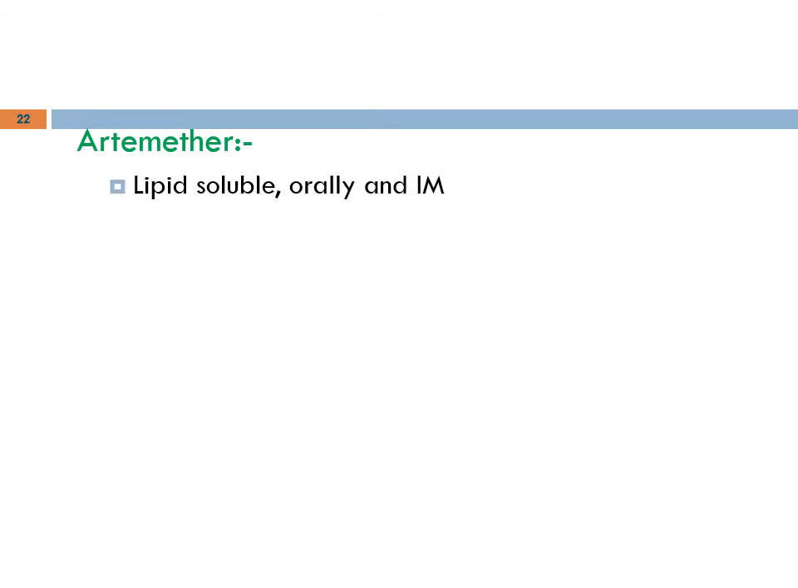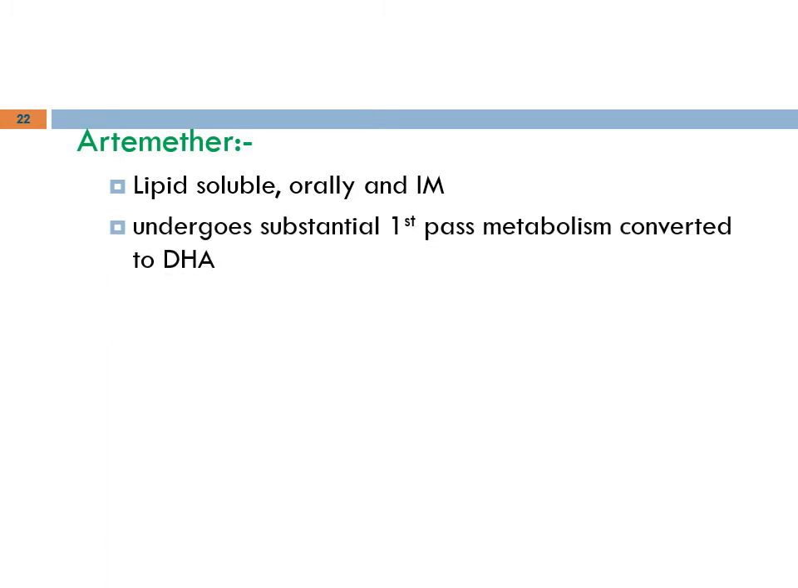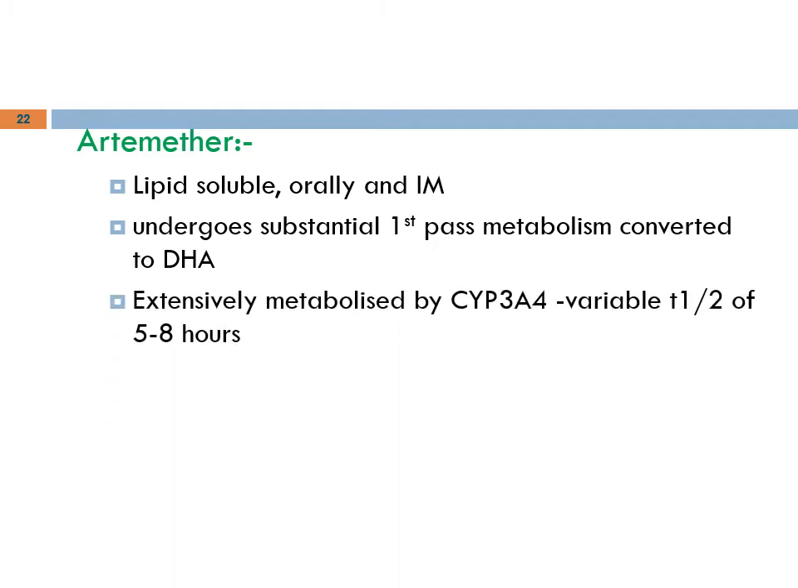Artemether is lipid soluble, with oral and intramuscular routes of administration. The absorption is slower with both routes and unpredictable, and takes about 2 to 6 hours to absorb. It undergoes first pass metabolism and is converted into dihydroartemisinin. It is extensively metabolized by CYP3A4 with a variable T-half of about 5 to 8 hours.